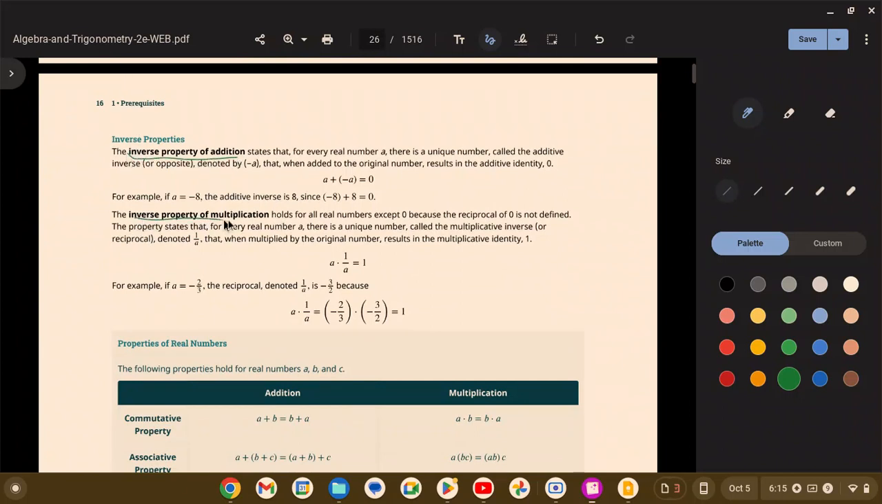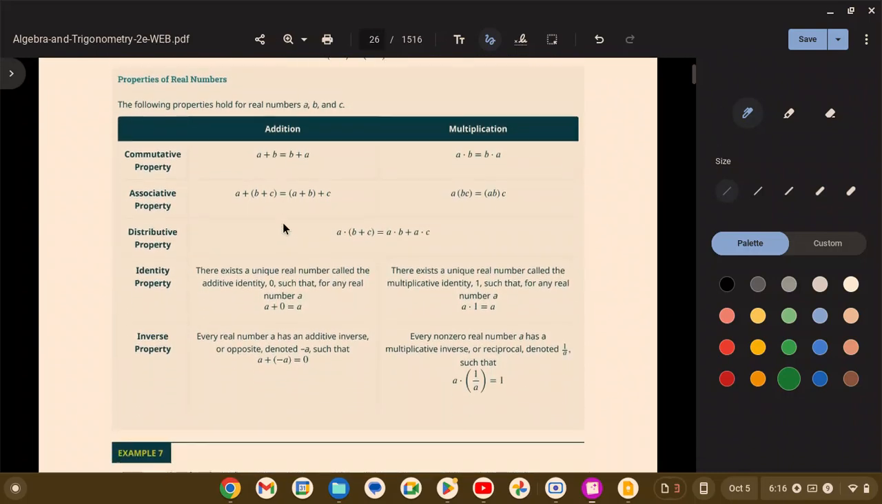The inverse property of multiplication holds for all real numbers except 0, because the reciprocal of 0 is not defined. The property states that for every real number A, there is a unique number called the multiplicative inverse, or reciprocal, denoted 1 over A, that when multiplied by the original number results in the multiplicative identity 1. A times 1 over A equals 1. For example, if A equals negative 2/3, the reciprocal, 1 over A, is negative 3/2, because A times 1 over A equals negative 2/3 times negative 3/2, which equals 1.